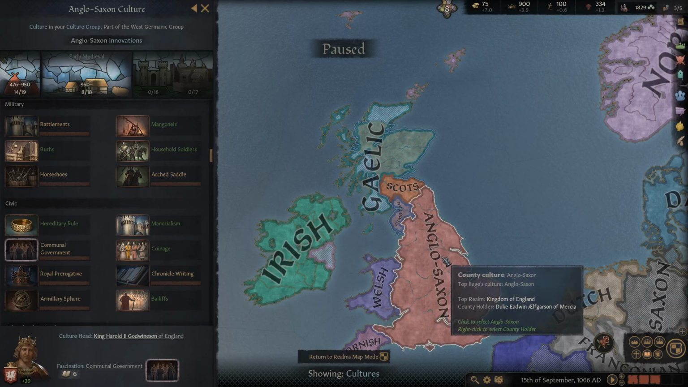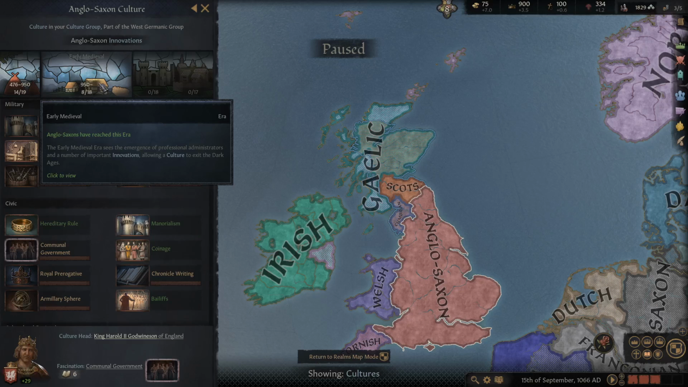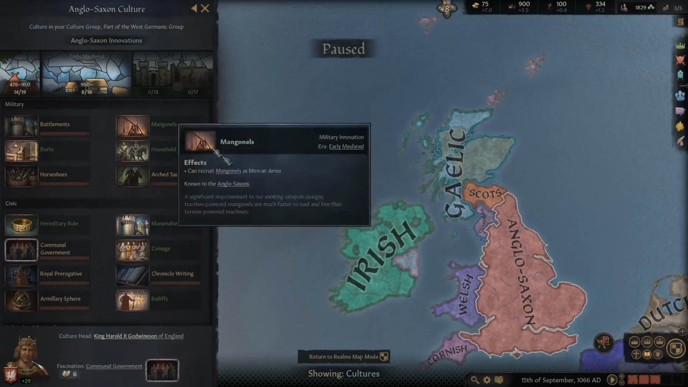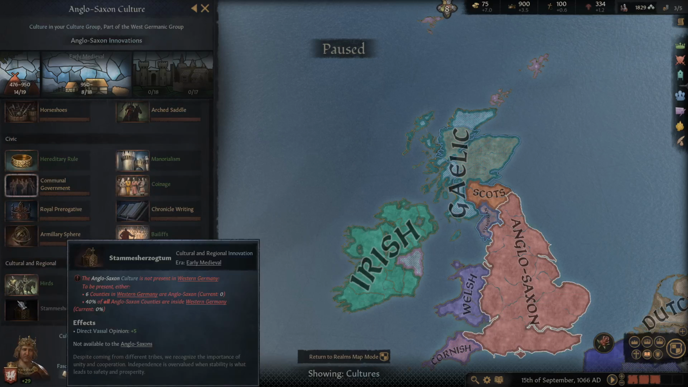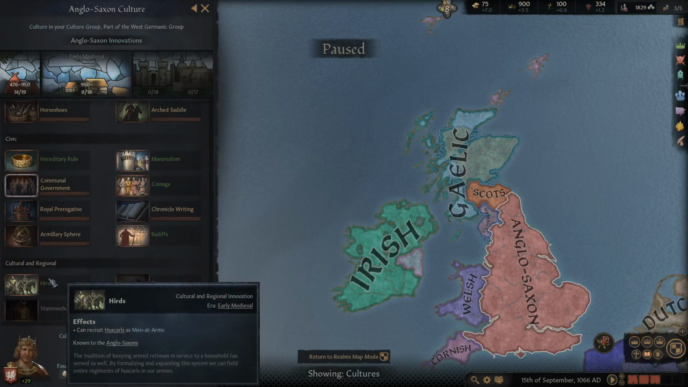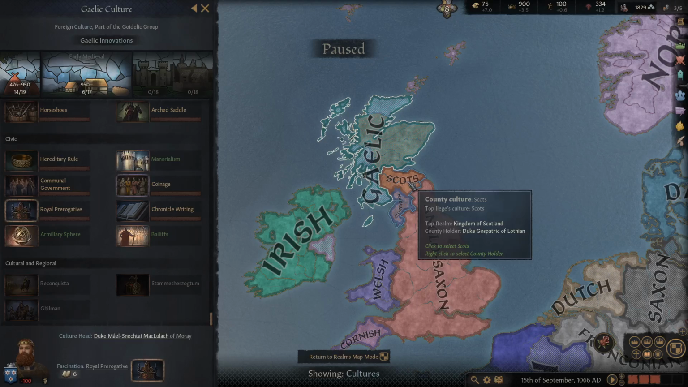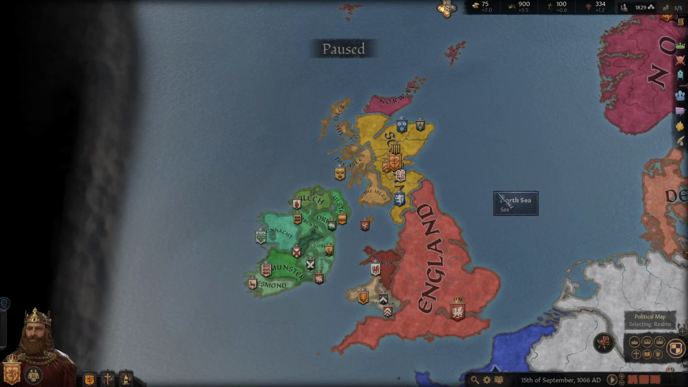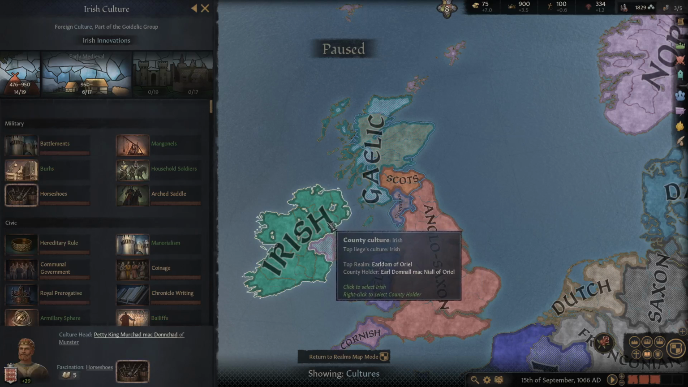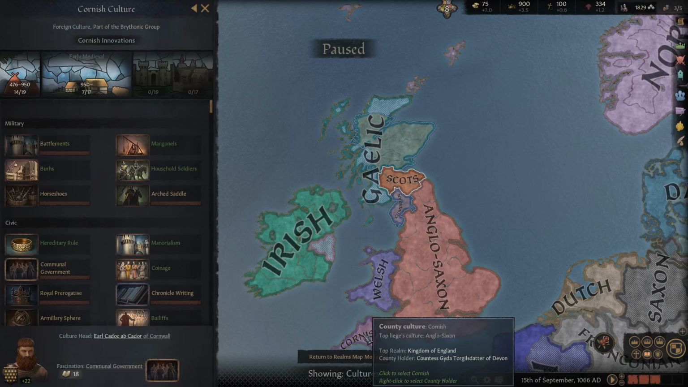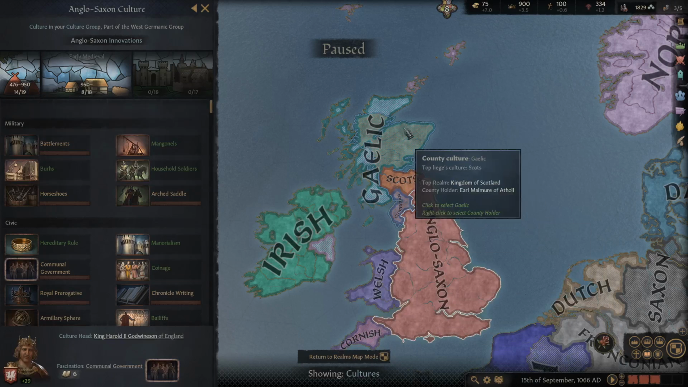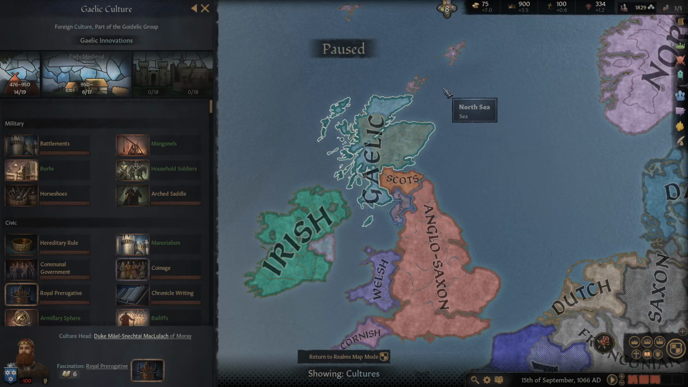For example, if we look over here at the Anglo-Saxons, they are in the early medieval era and have 18 innovations, as opposed to us who have 17, because I think they have a unique one here. Yeah, they have the hird, so they can recruit huscarls. So that's why the number is a little bit different. Ireland is behind us, we're kind of tied with the Welsh, and everything's pretty even right now. Gaelic's not very strong.